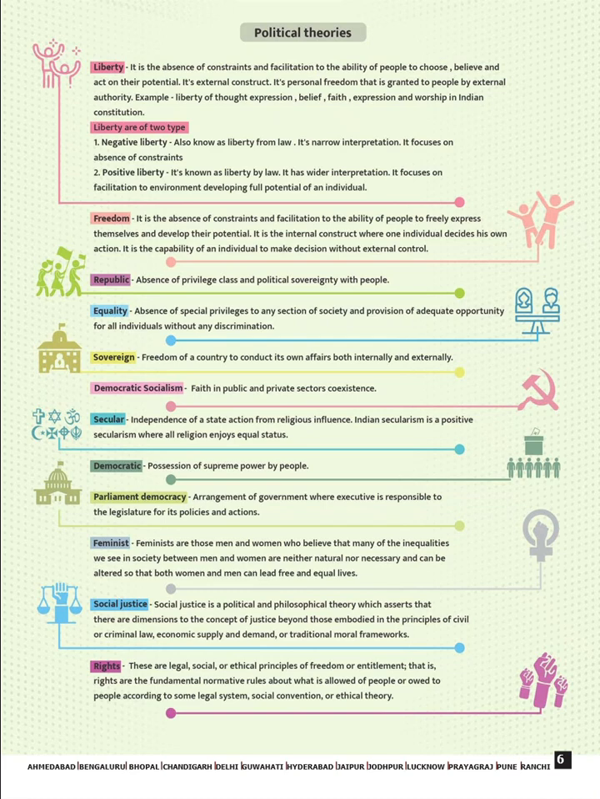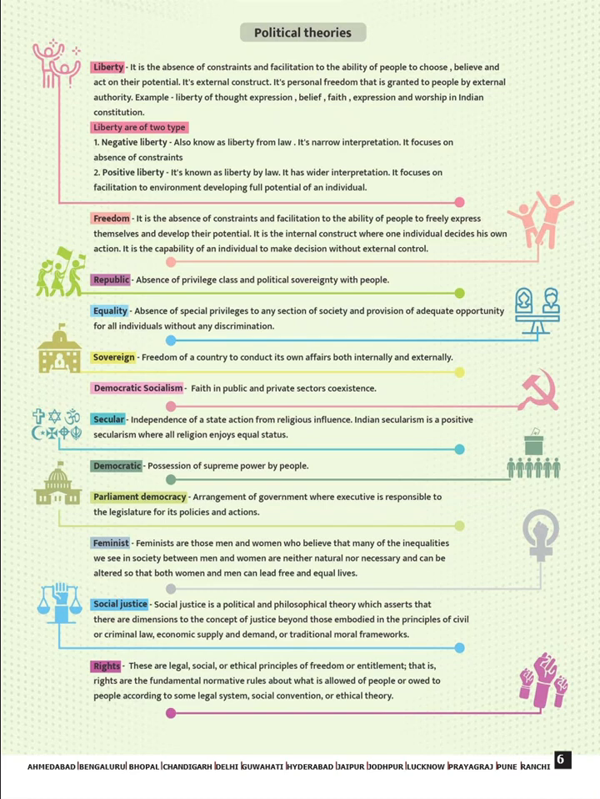What is a republic? A republic is the absence of a privileged class and political sovereignty with the people. What is equality? Equality means absence of special privileges to any section of society and provision of adequate opportunity for all individuals without any discrimination. What is sovereignty? Sovereignty is the freedom of a country to conduct its own affairs both internally and externally.